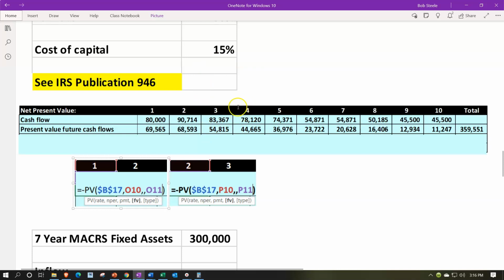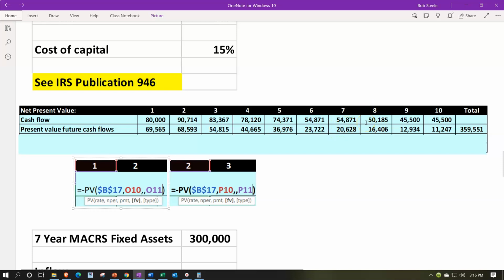The 78,120 present valued back 4 years at a 15% discount is 44,665. The 74,371 present valued at 15% back 5 years is 36,976. The 54,871 present valued 6 years back at 15% is 23,722. The 54,871 present valued at 15% 7 years back is 20,628.